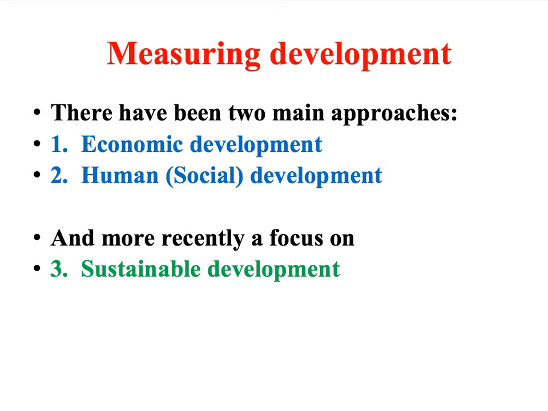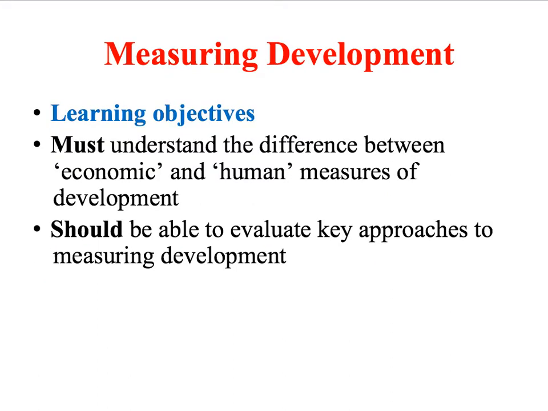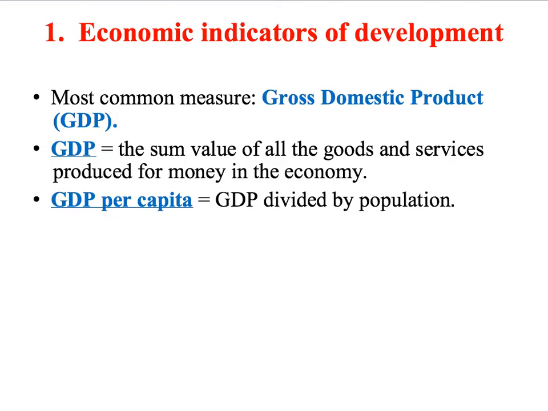What we're going to do in this particular screencast is have a look at indicators of both economic and human development. And then in the next screencast, we'll look at environmental indicators of sustainable development. So hopefully by the end of this screencast, you'll understand the difference between economic and human or social measures of development, and you'll also be able to evaluate some of the key indicators that we use to measure these kinds of development.